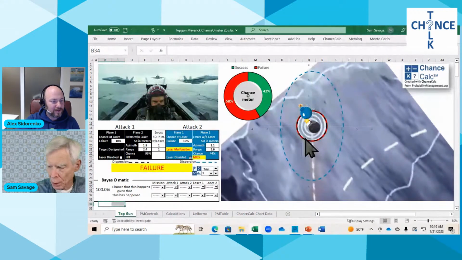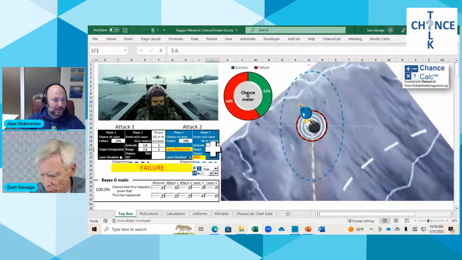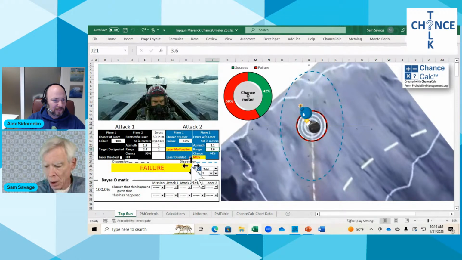And the ellipse can be adjusted because some pilots are better than others, right? So here we have two errors in the horizontal and vertical direction. See, if I reduce the vertical direction maybe to 3 meters, let's see. Oh, well, then we see the chanceometer moves and that moves. Here I'm going to undo. I'm going to go back. And the mission failed, by the way, in this case.